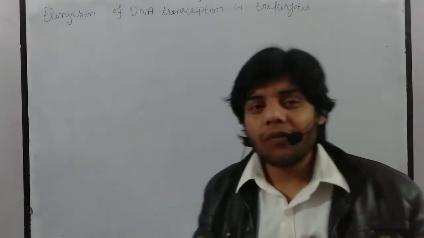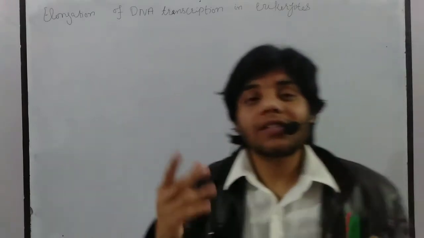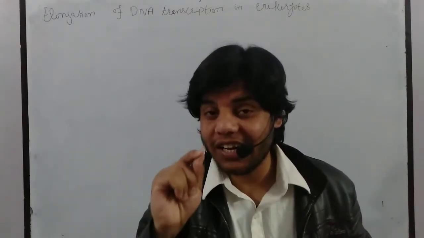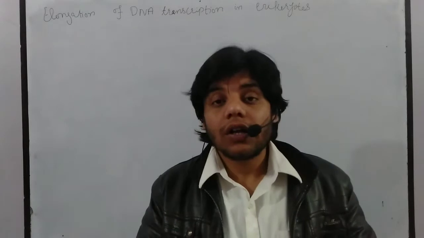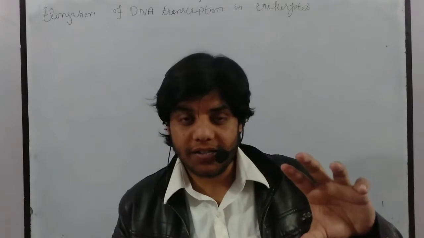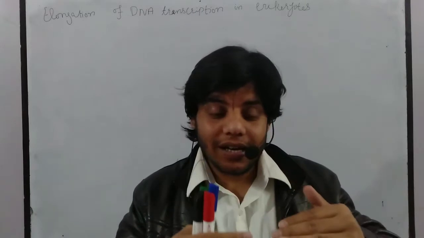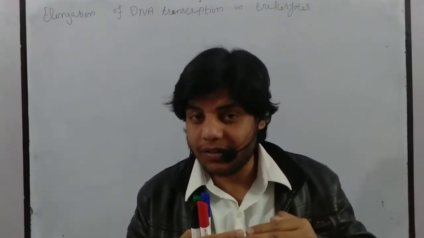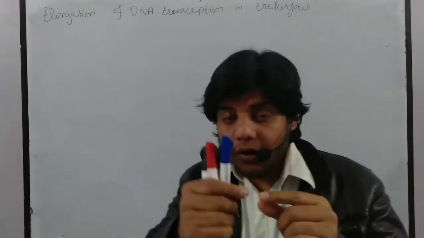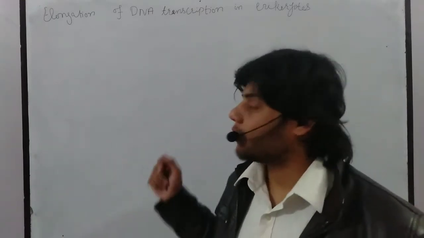First of all we need to talk about the requirements. Now, let me tell you what elongation of DNA transcription is. Elongation of DNA transcription is the stage in which nucleotides are added one after another by RNA polymerase, making a long chain of RNA by using the DNA strand, which has a 3 to 5 prime end, as a template. After that we get a long chain of RNA. This is called elongation of DNA transcription.